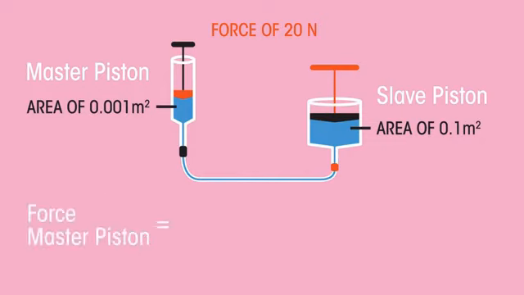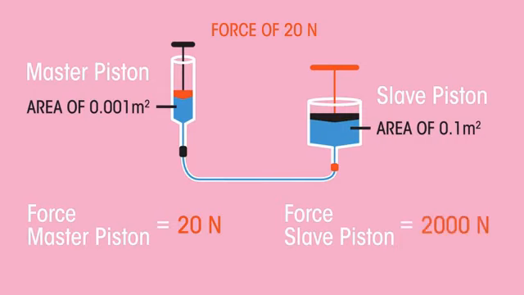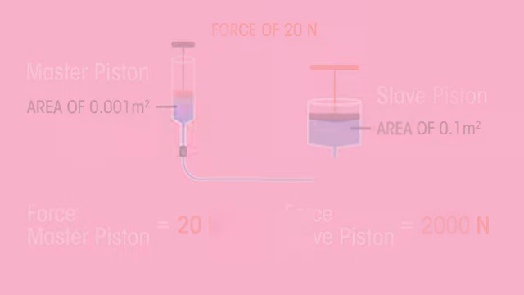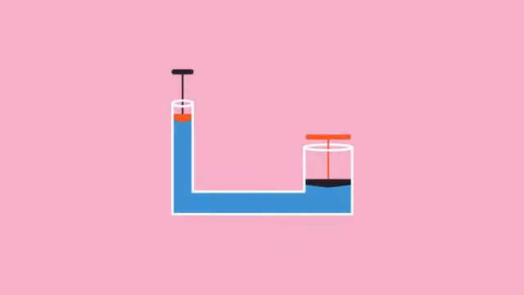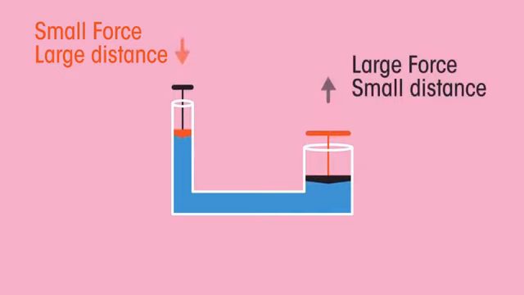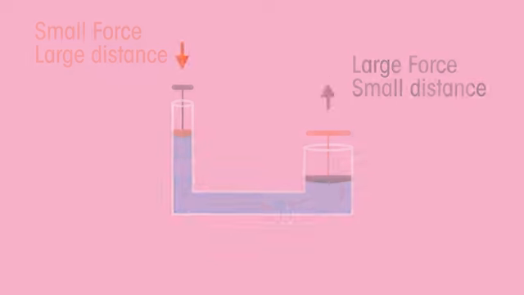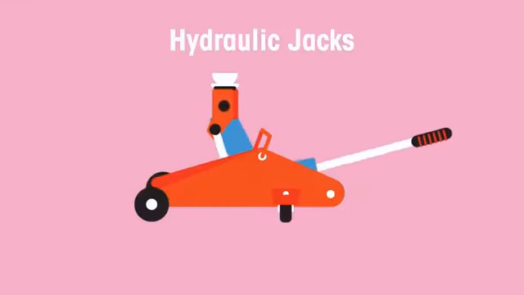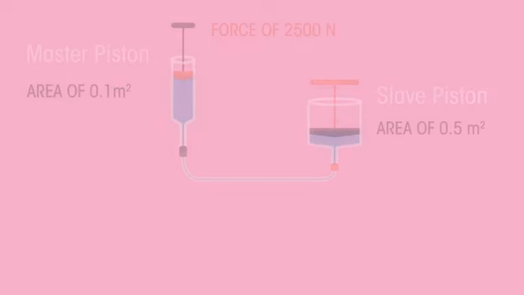So the force on the master piston was 20 newtons, but the force applied to the slave piston was 2,000 newtons. The force has been multiplied. A small force on a small area has resulted in a much larger force on the slave piston. It's the same principle that is used in hydraulics. A small input force has resulted in a large upward force. Exactly this, but on a much larger scale, is used to generate forces strong enough to lift things, like hydraulic jacks. Now it's your turn to try an example.